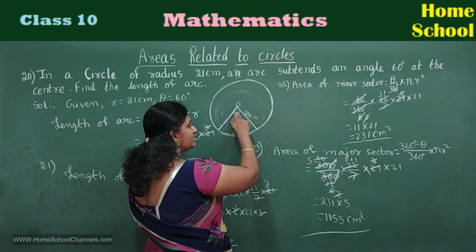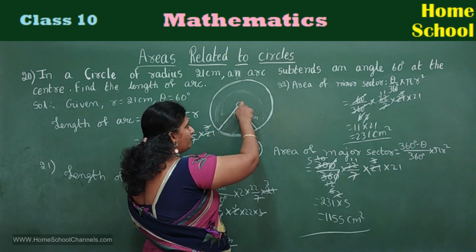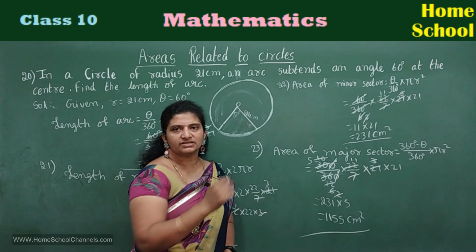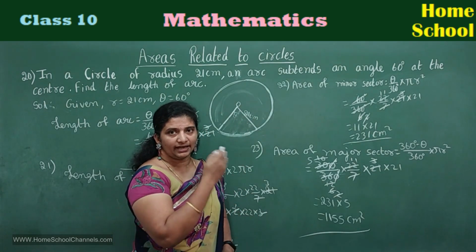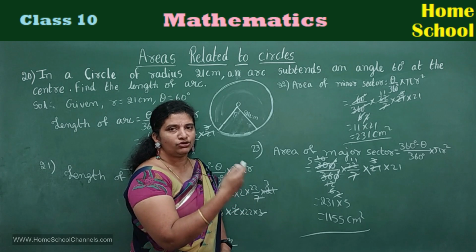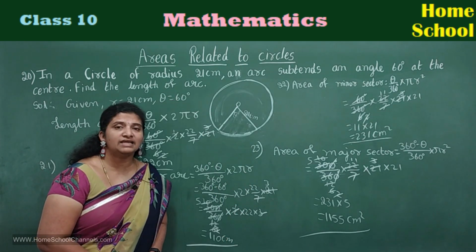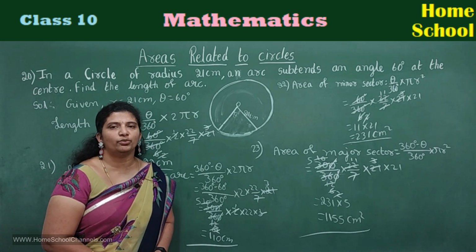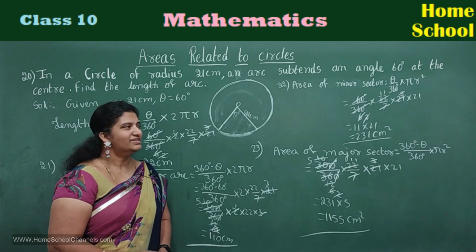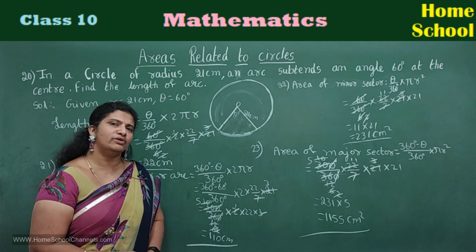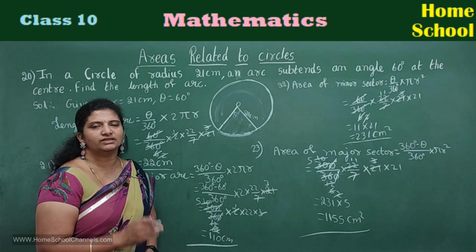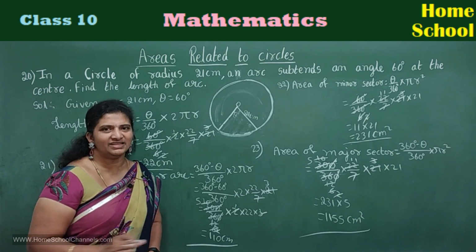You know, the minor sector angle is 60. Therefore, what is this angle? 360 minus theta, you do, you are going to get that angle. That by 360 into pi r square. Okay, is this clear? So, understanding the problem is very easy. Don't panic with this chapter. See, framing formulas, if you remember the formulas, doing this chapter's problems is very simple.